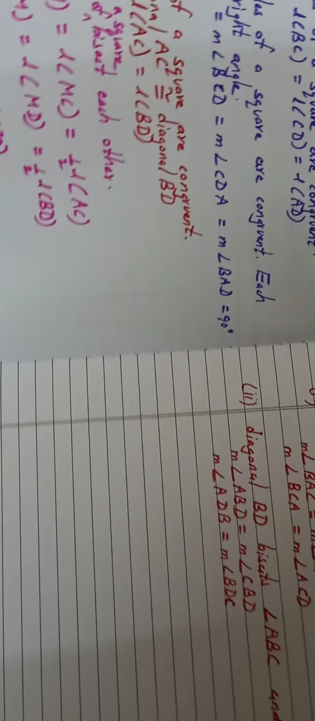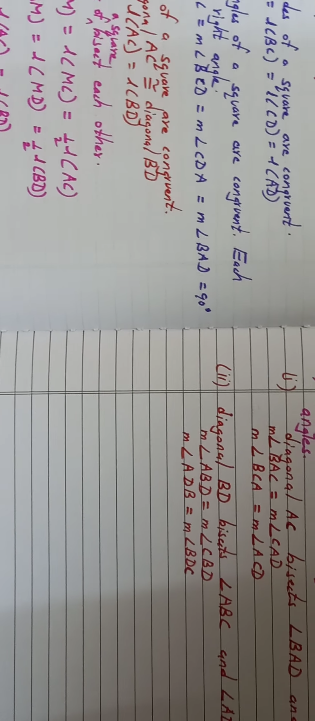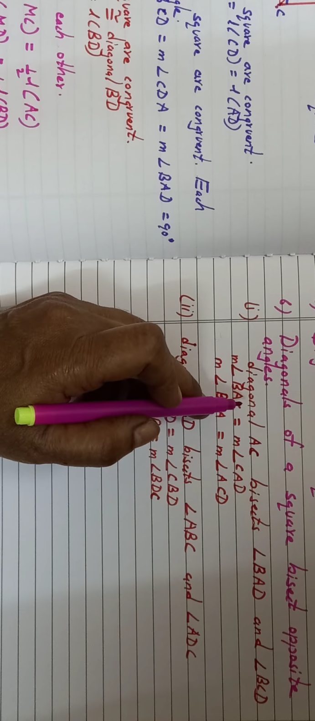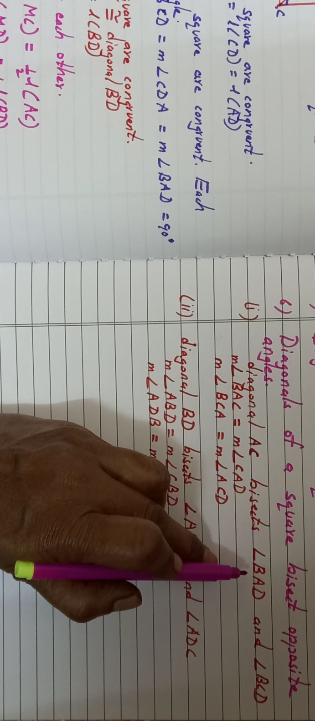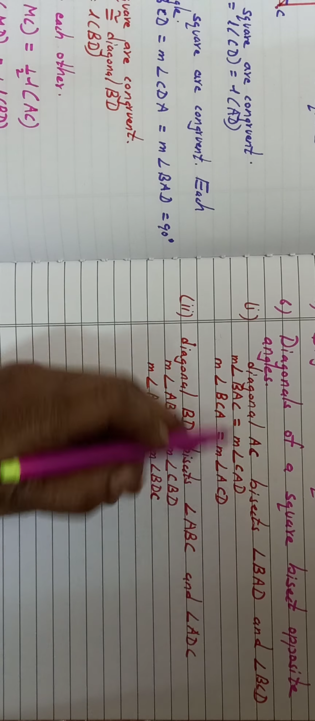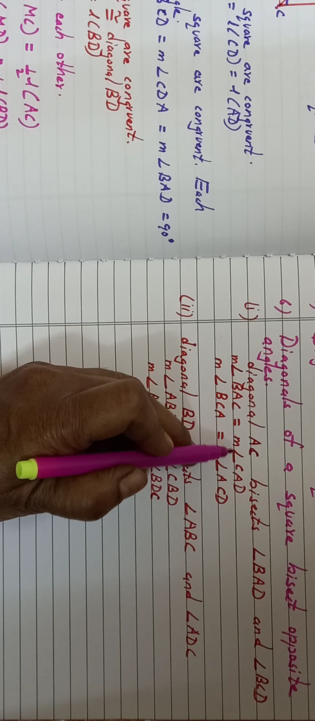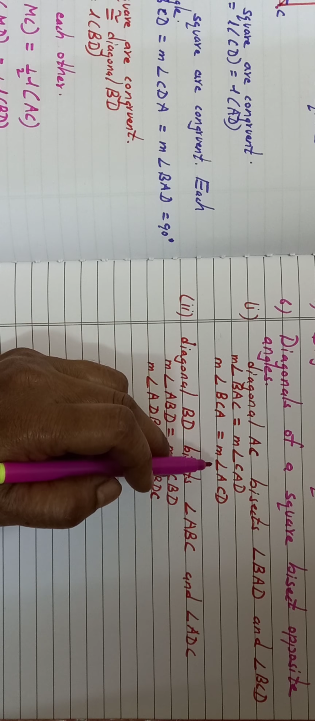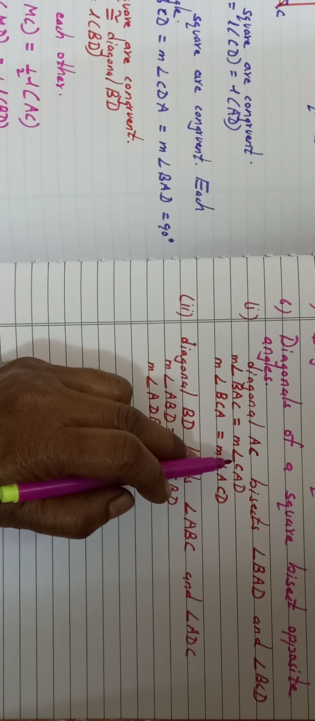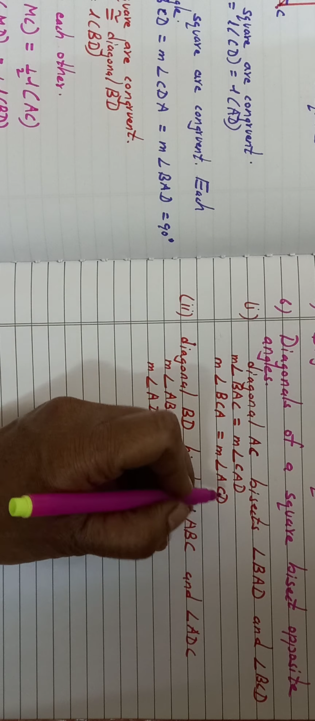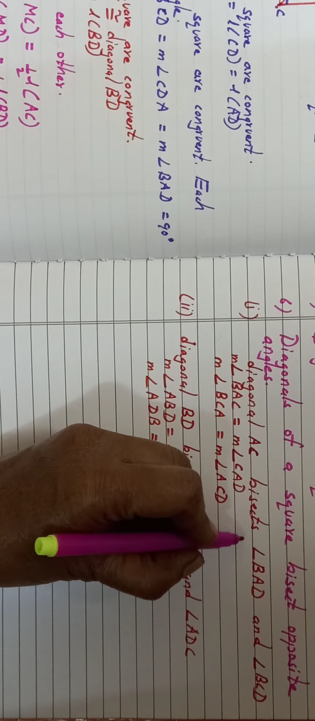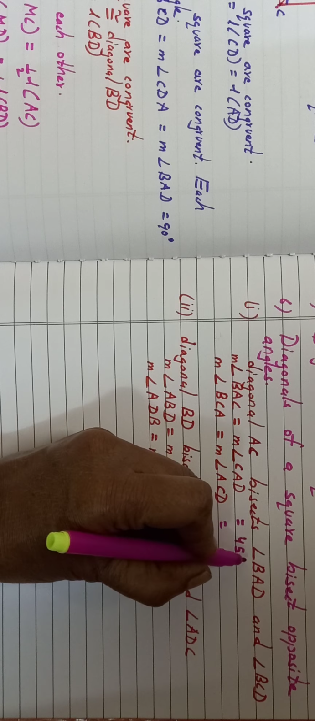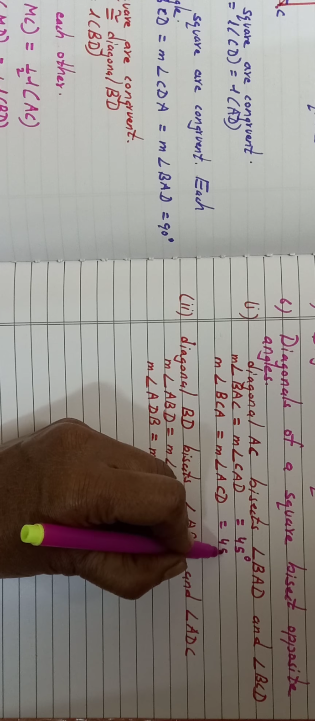So I have written here, as you can see, diagonals of a square bisect opposite angles. So diagonal AC bisects angle BAD and angle BCD. So measure of angle BAC is equal to measure of angle CAD. That's what I explained y'all. And measure of angle BCA is equal to measure of angle ACD. And what will be the measure of these angles? For a square it will be 45 degree. Just now I explained y'all the meaning. So this will be 45 degree and this will also be 45 degree.